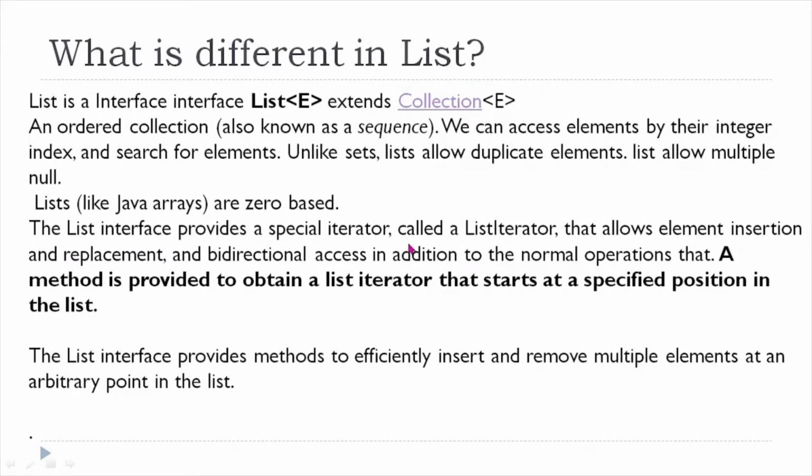List interface provides a special iterator called list iterator, that allows element insertion and replacement and bidirectional access. In addition to normal operation, a method is provided to obtain a list iterator that starts at a specified position in the list. So list iterator provides an iterating facility with a list starting from a specified index. So list interface provides methods to efficiently insert and remove multiple elements at arbitrary points in the list.